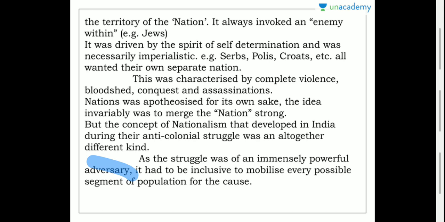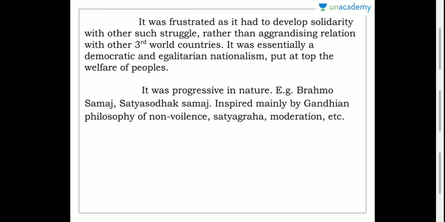Basically, to mobilize every possible section of the population for the cause. अगर वो ज़्यादा strong थे, we needed to mobilize almost every section of the population for the cause. Cause was the independence of the nation as a whole. Therefore, it had to develop solidarity with each other's struggle.